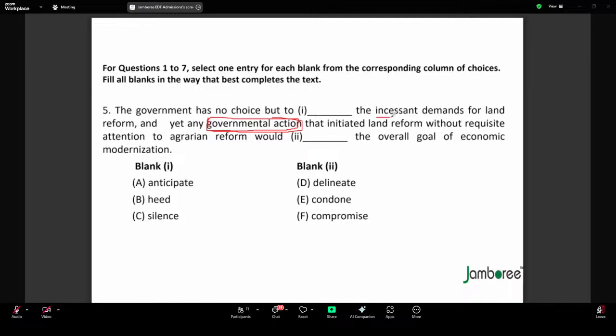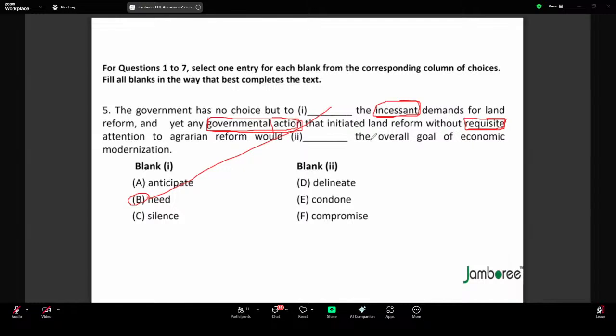Incessant is something unending. You remember all the rains that happen here in July, or sometime in August also? So incessant rain, that is unending demands for land reform. That means they're paying attention, paying heed to it. It's not about anticipating. They're not silencing because they are taking action. Yet any action that initiated land reform without requisite, like the prerequisite, required, pre-required. For getting admission, the prerequisite is to get a certain score. So requisite is just required, a fancy word for required.